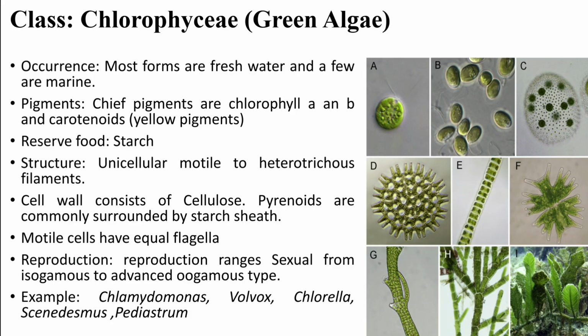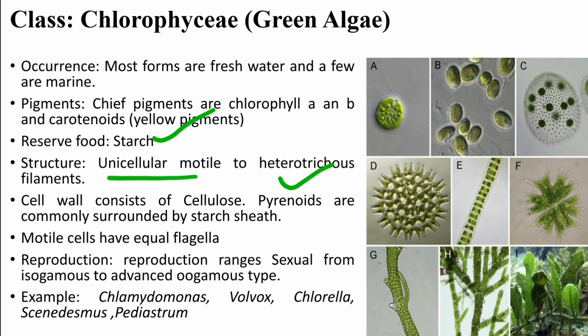At first, the class Chlorophyceae, the first class, which is Chlorophyceae or green algae. They are mostly aquatic in nature. Some are freshwater, some are marine. Pigments: the main pigment is chlorophyll A and also B along with carotenoids. Next, the reserve food material is starch. The structure varies from unicellular motile to heterotrichous filament. Cell wall consists of cellulose.